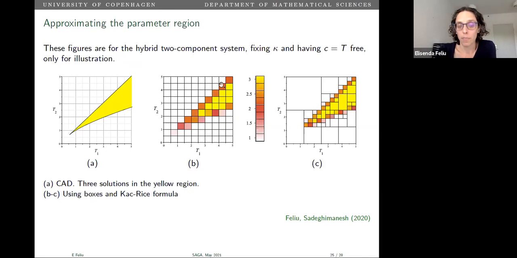You can decompose your space into squares, and find in each square the average number of solutions. And if the average number of solutions is 3, you know you are inside the region. And at the boundary, your boundary goes here, right? So you will have an average number which is between 1 and 3. Then you can go and refine the boundary if you want to get a better approximation of it. So that's one thing one can do.